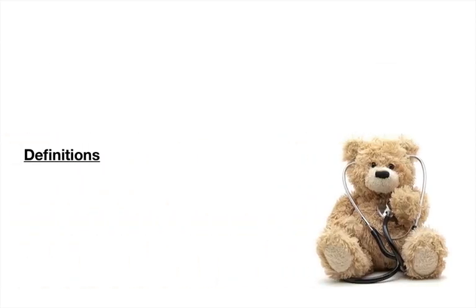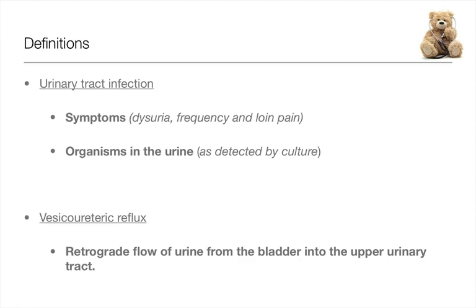So I'll just go through some definitions. A urinary tract infection is defined in terms of the presence of symptoms such as dysuria, frequency, loin pain, plus the detection of significant culture of organisms in the urine. Vesico-ureteric reflux, or VUR, is defined as the retrograde flow of urine from the bladder into the upper urinary tract.